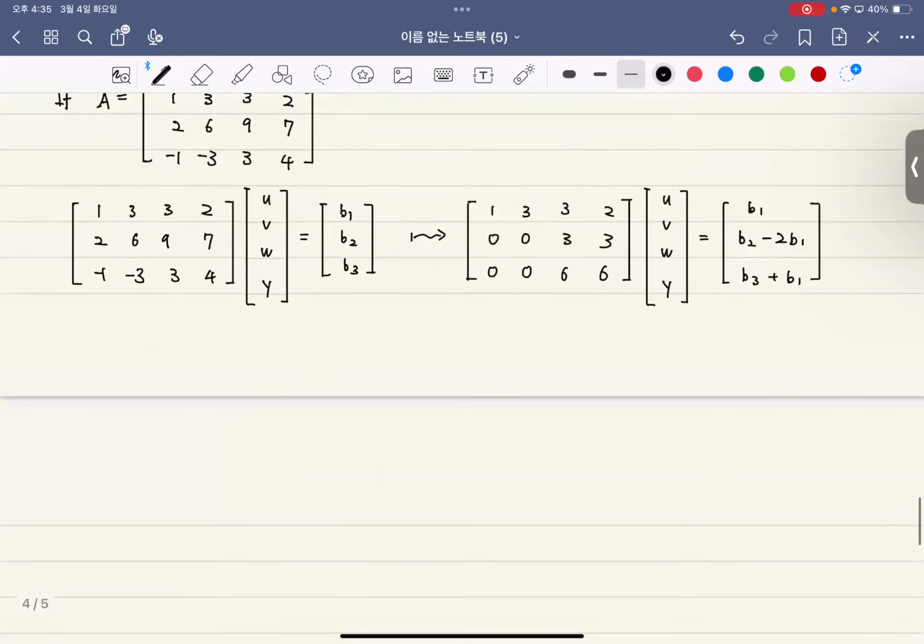Now I have to do one more row operation. To get rid of this, I need to multiply -2 here and add it to the last. So 1, 3, 3, 2, 0, 0, 3, 3.